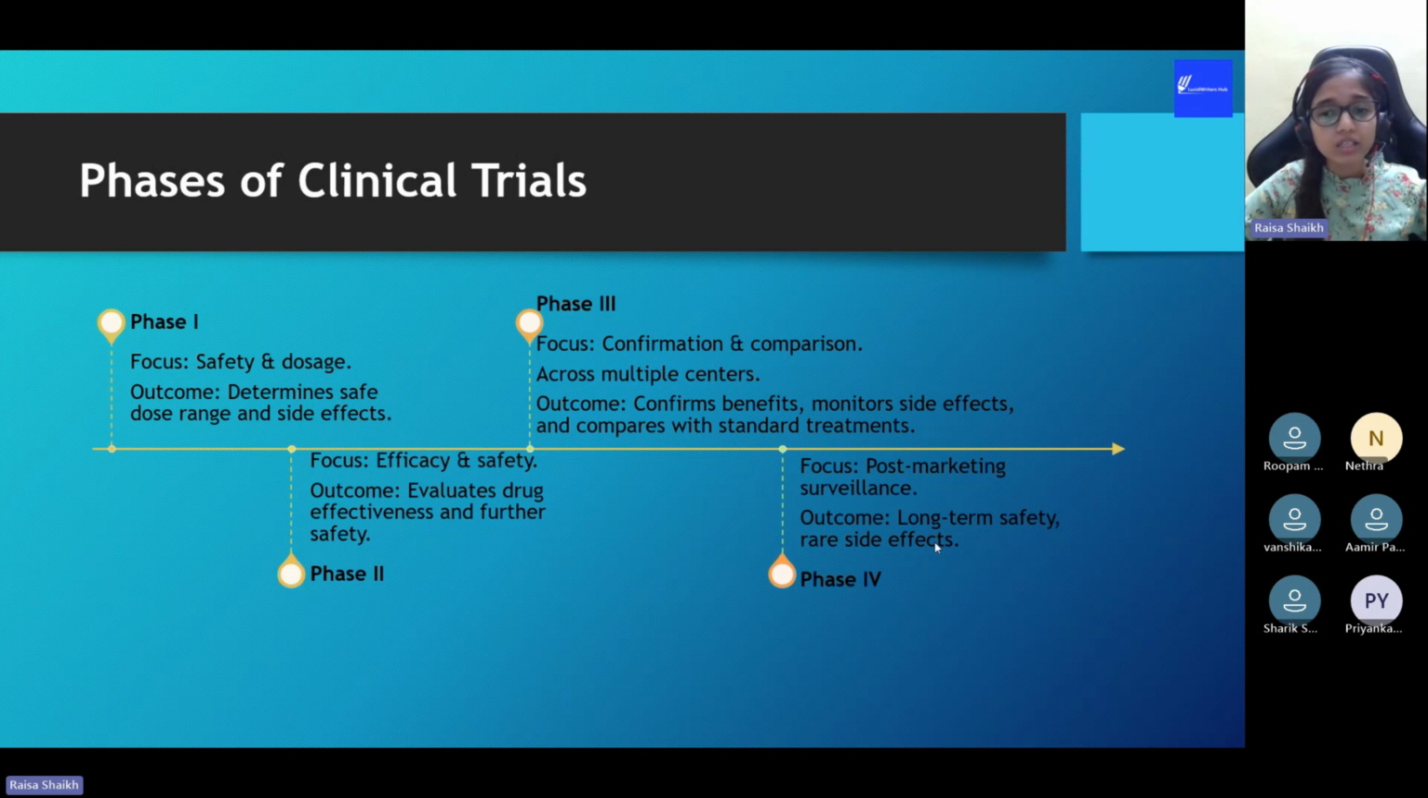After preclinical studies only it enters into the clinical trial, and to enter into clinical trial also a lot of regulatory approvals are required based on the location where the trial is planned to be conducted. Like for India, we need to take approval from DCGI, CDSCO. Okay. For US, they have to take approval from FDA. For Europe, they have to take approval from EMA.